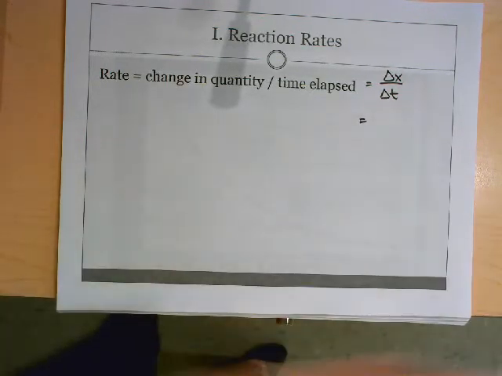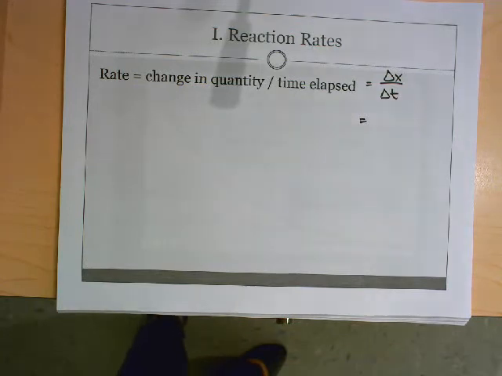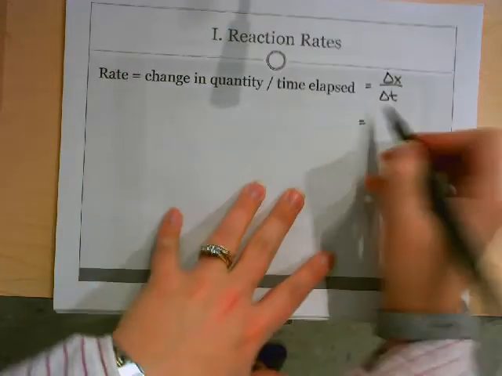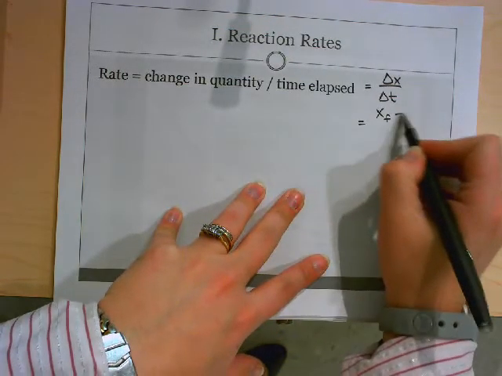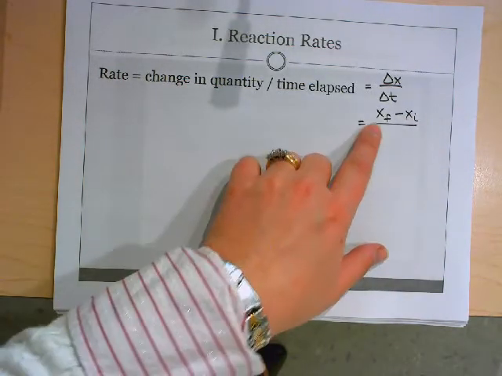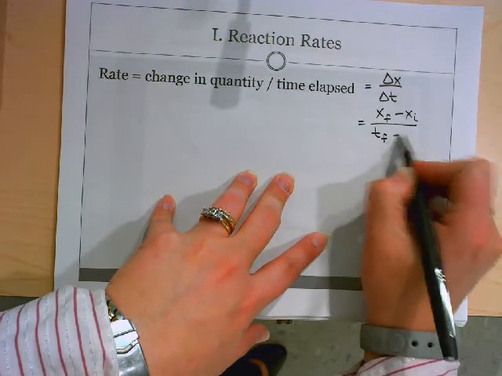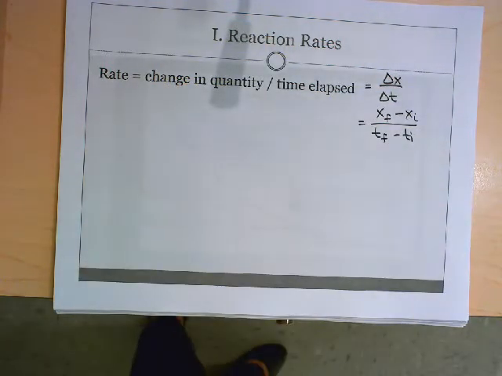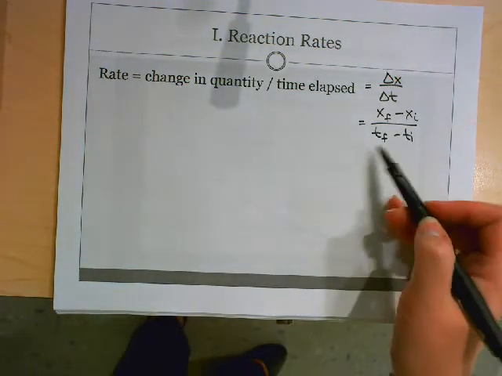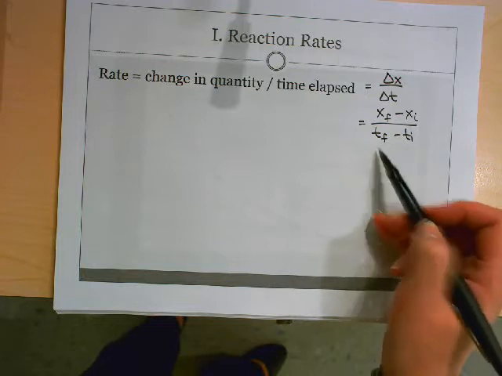When I'm talking about the big delta triangles, am I saying initial minus final or final minus initial? Final minus initial, right? So I want to know how much of x I had at the end minus how much I had at the beginning. And I'm looking at that change in time, right? How much time has elapsed? So the final time minus the initial time.